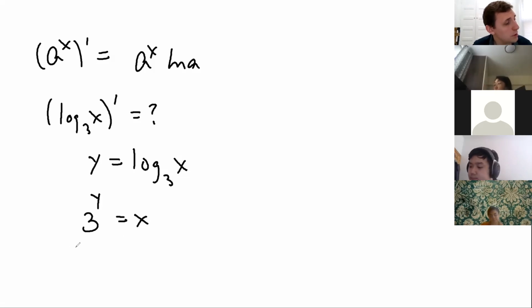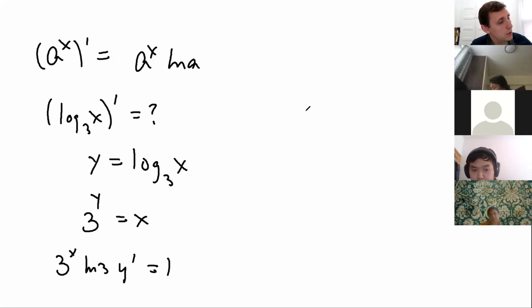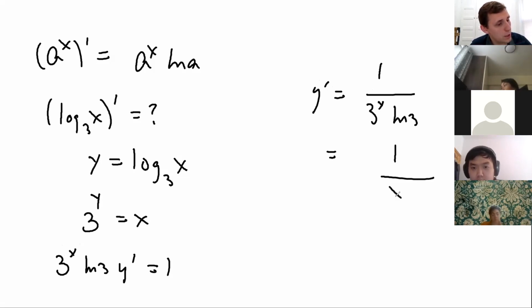What's the derivative of 3 to the y? It's 3 to the y ln 3 times y prime, which is 1. So y prime is equal to 1 over 3 to the y ln 3. 3 to the y is x, so this is just 1 over x ln 3. Done.